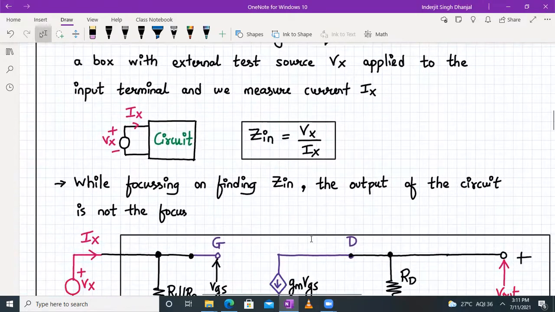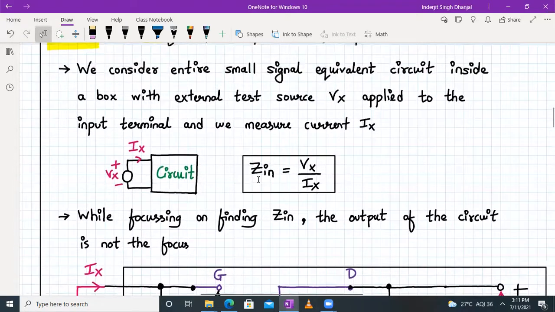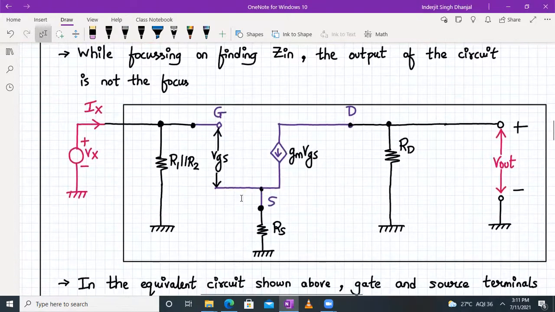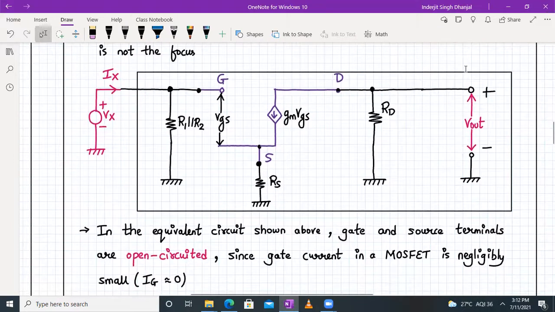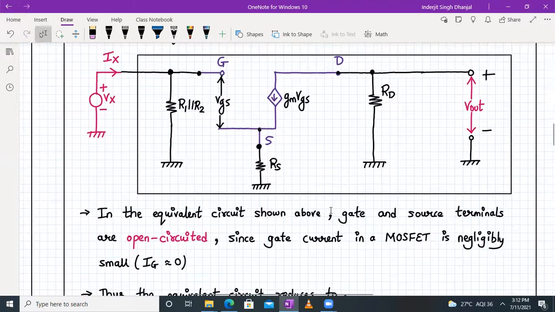So what we have to do is consider the entire small signal equivalent circuit inside the box. So here we have done that. The entire equivalent circuit is inside the box, and we have replaced the input and applied a test source Vx, and the current being passed to that test source is Ix. Now, from this analysis, the output side is not of importance. So even if we ignore the output, that is very much fine.